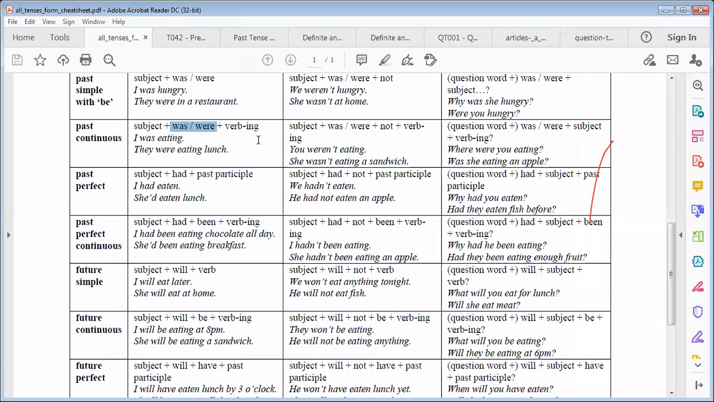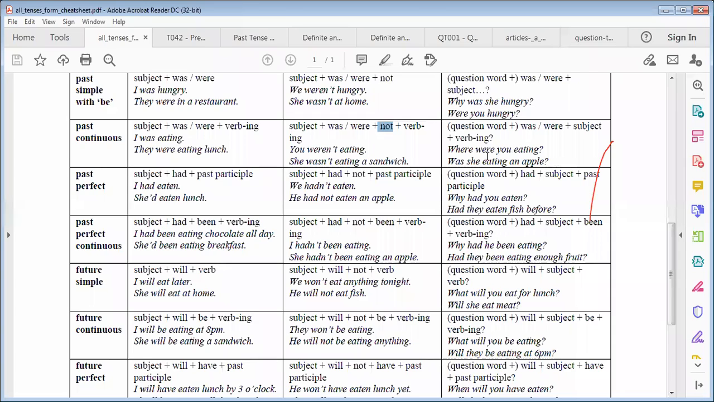Okay. How to form a negative sentence? You will have subject plus was or were and add negation, not, plus verb plus ing. You weren't eating. She wasn't eating a sandwich. Question format. Question word plus was or were plus subject plus verb plus ing. So I will have, where were you eating? Was she eating an apple? See, if I swap these two places, I'll get a statement. She was eating an apple. Swap their places, you get a question. Was she eating an apple?